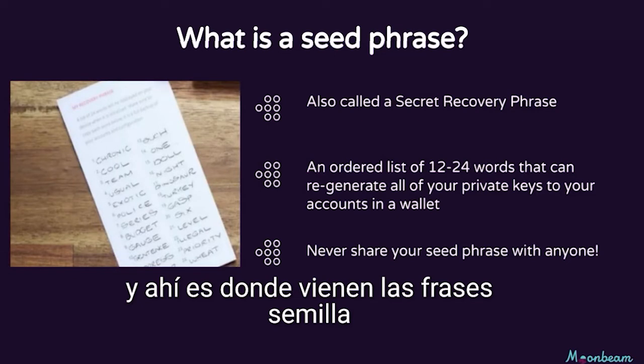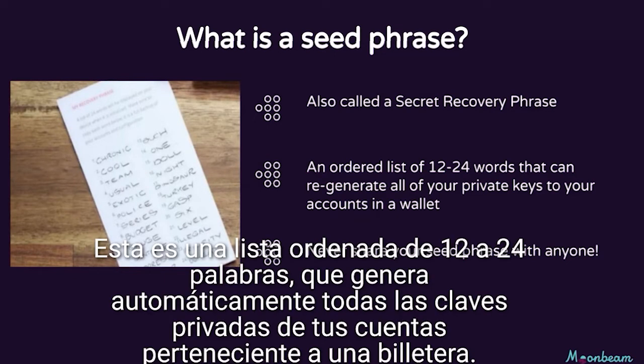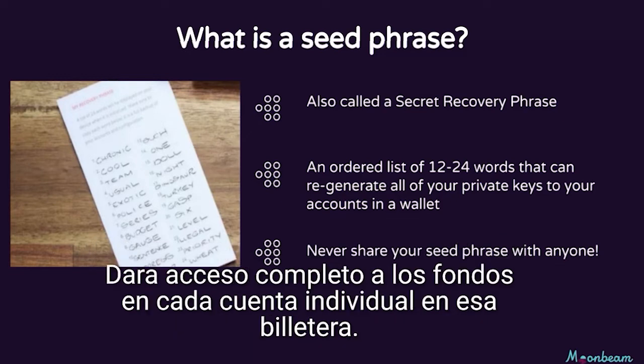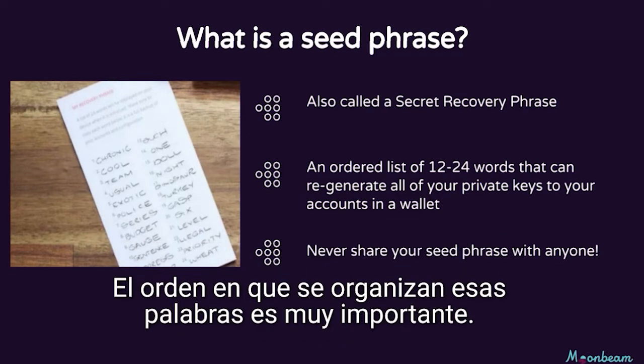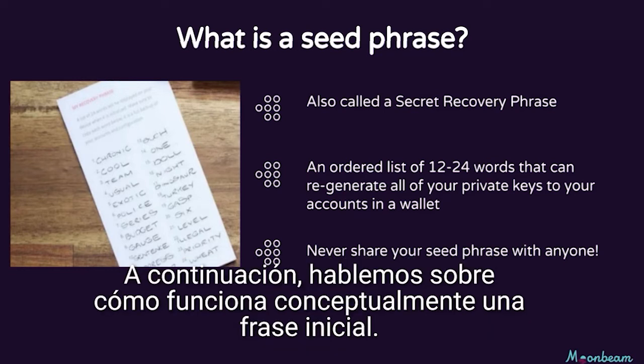A seed phrase, also known as a secret recovery phrase, is an ordered list of 12 to 24 words that automatically generate all of the private keys to your accounts in a wallet. A seed phrase, in other words, gives you full access to the funds in every single account in that wallet. The order in which those words are arranged is very important. If you reverse or forget any of the words, your seed phrase will be invalid and you'll lose all your funds. Seed phrases are easier to write down than private keys, and they help to minimize the error-prone process of writing down a private key.